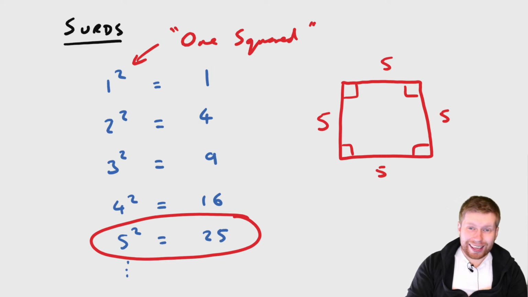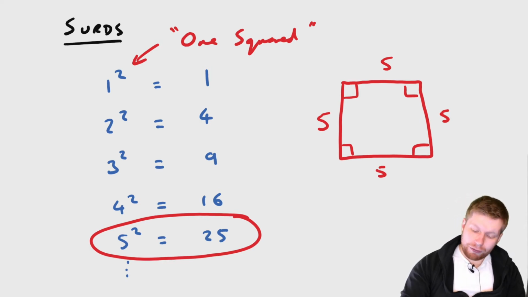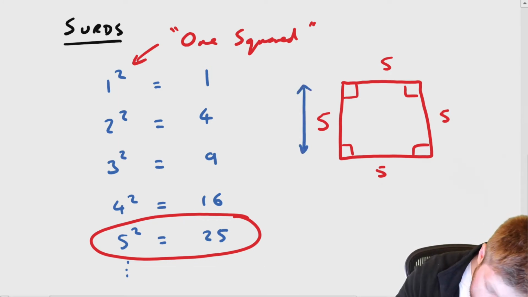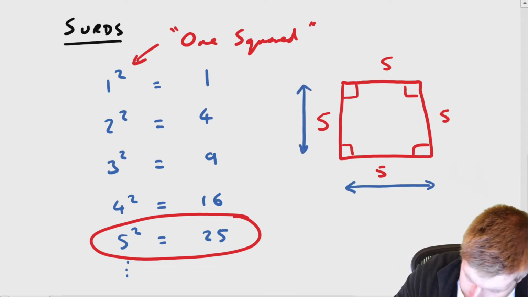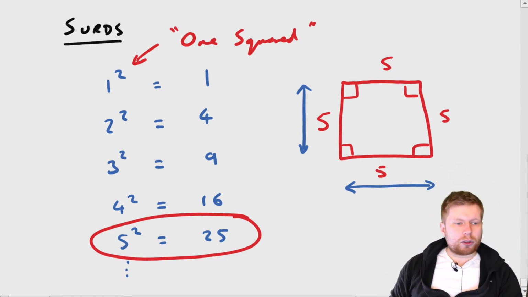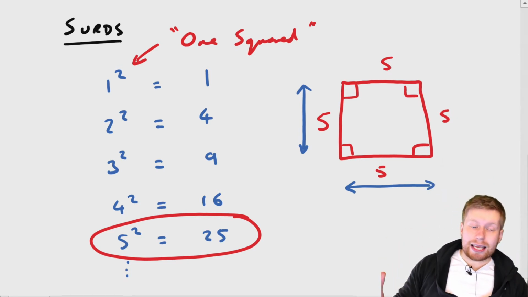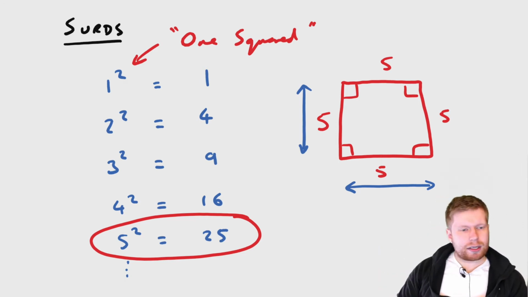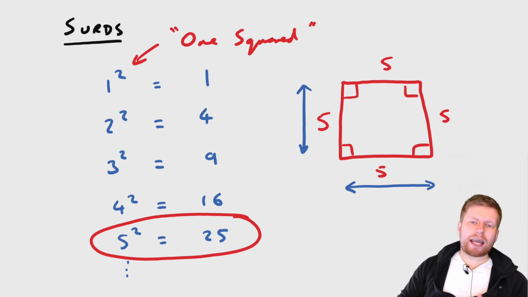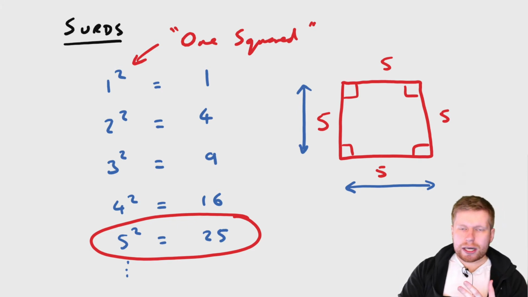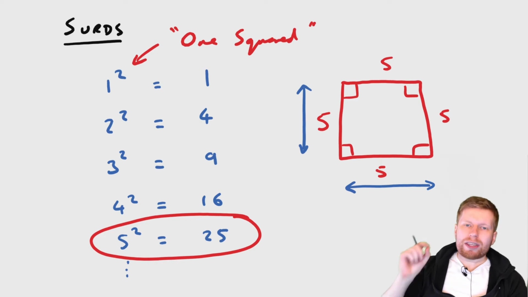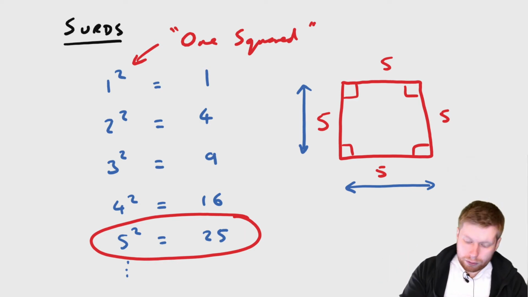Well, the answer is if I'm finding the area. Because if I want to find the area of a square, I simply multiply the height by the base. So to find the area of a square, I multiply the height by the base. In this case, the height and the base are all the same because it's a square and all the side lengths are the same. So when I say 5 squared, what I'm literally asking for is the area of a square with side length, in this case 5.